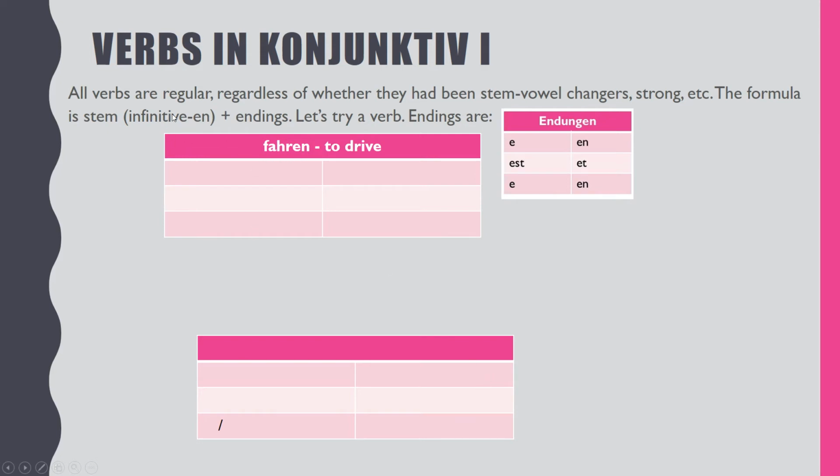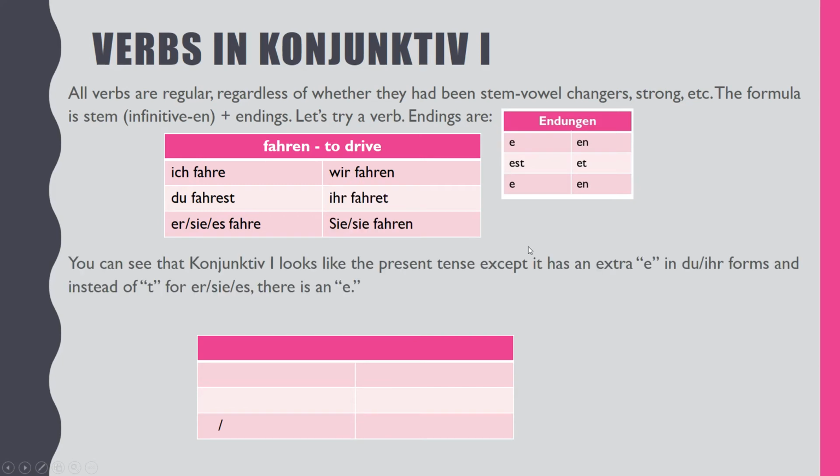Fahren is the infinitive. We need to subtract en in order to get the stem. Then we add endings. We have ich fahre, du fahrest, sie es fahre, wir fahren, ihr fahret, sie und sie fahren. You can see that Konjunktiv I looks like the present tense, except it has an extra e in du and ihr forms, and instead of t for sie es, there is an e ending.